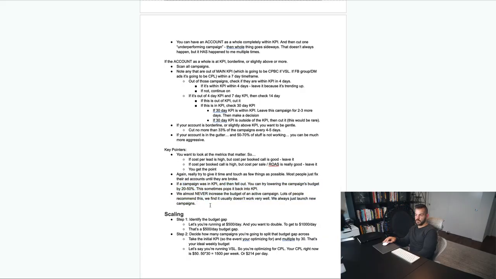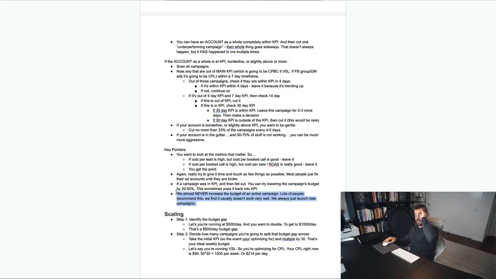I already said this, but we almost never increase the budget of an active campaign. A lot of people recommend this. I don't know what it is, but especially with the VSL funnel, I think the DM ads and the group might be a little more forgiving. I can tell you for sure, with the VSL funnel and our direct to sale webinar, if we raise the budget, like take a $500 campaign and increase it to $750, almost always we'll get the same amount of calls, we just spent more. It's just better to always create new campaigns and create them at higher budgets.